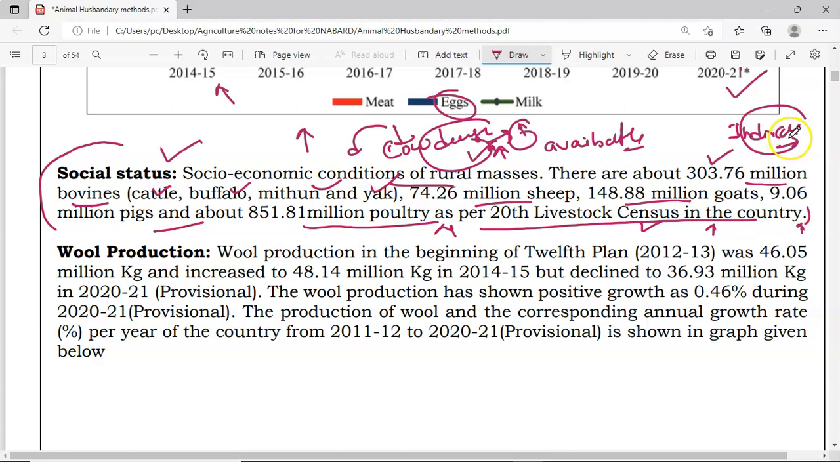But today we are talking about the facts and figures, what they are showing us. With these facts and figures, we are able to understand how much contribution and how much benefit we are getting from livestock.